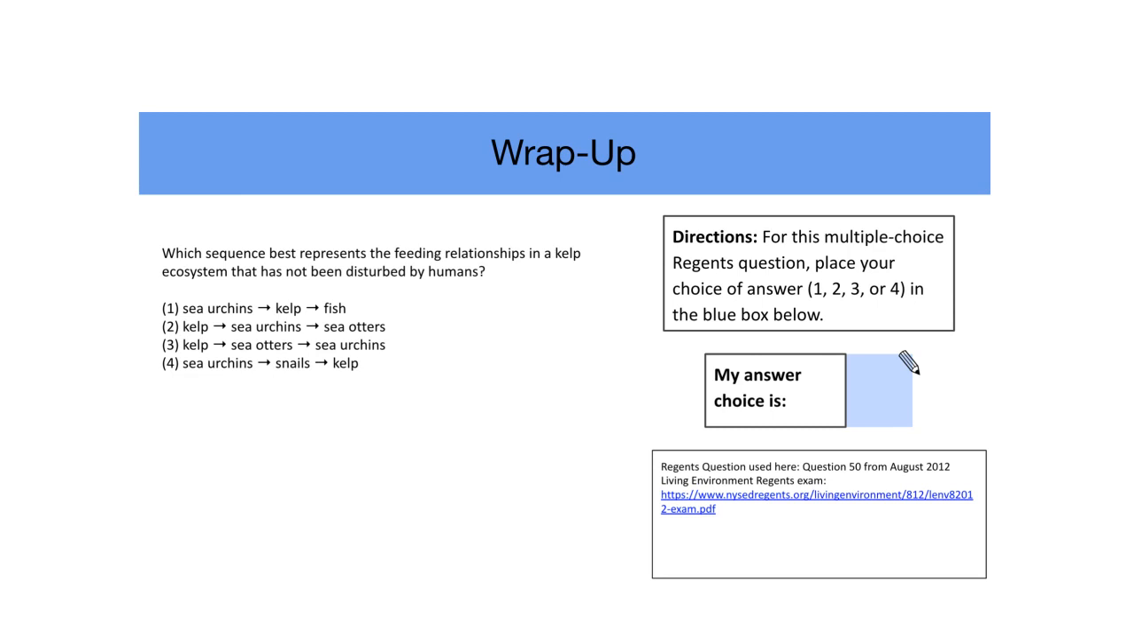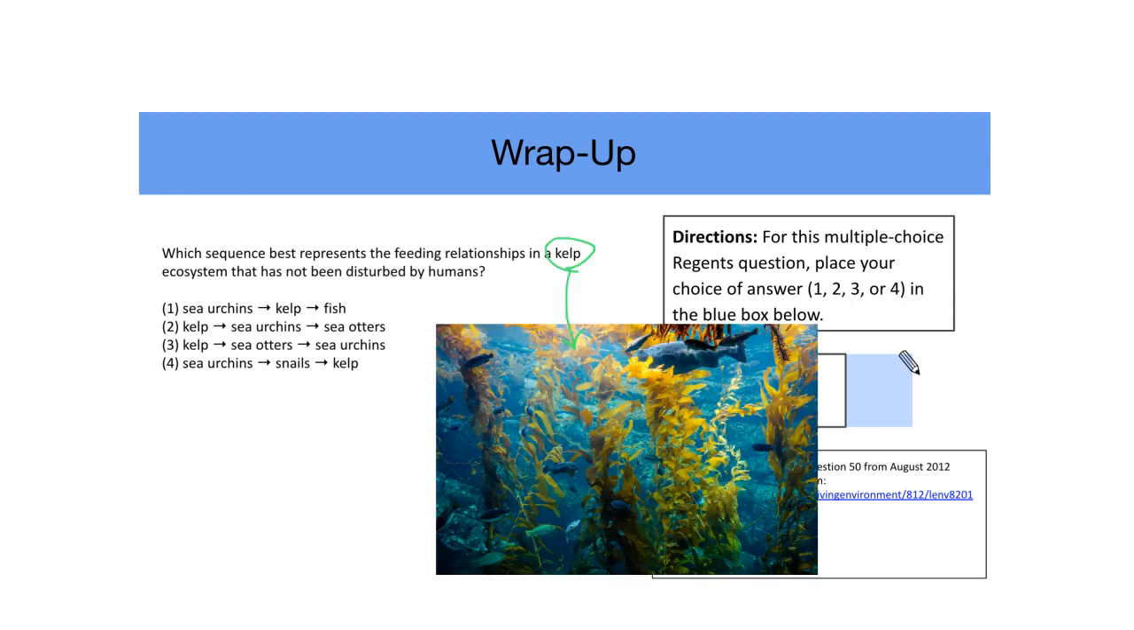The last question of the day says, which sequence best represents the feeding relationships in a kelp ecosystem that has not been disturbed by humans? Read the options carefully, pause this video, and come back to it. And that is correct. The answer is number 2, kelp, sea urchins, and sea otters. The energy from kelp goes to the sea urchins, and the energy from the sea urchins goes to the sea otters. You can find all this information in the reading.